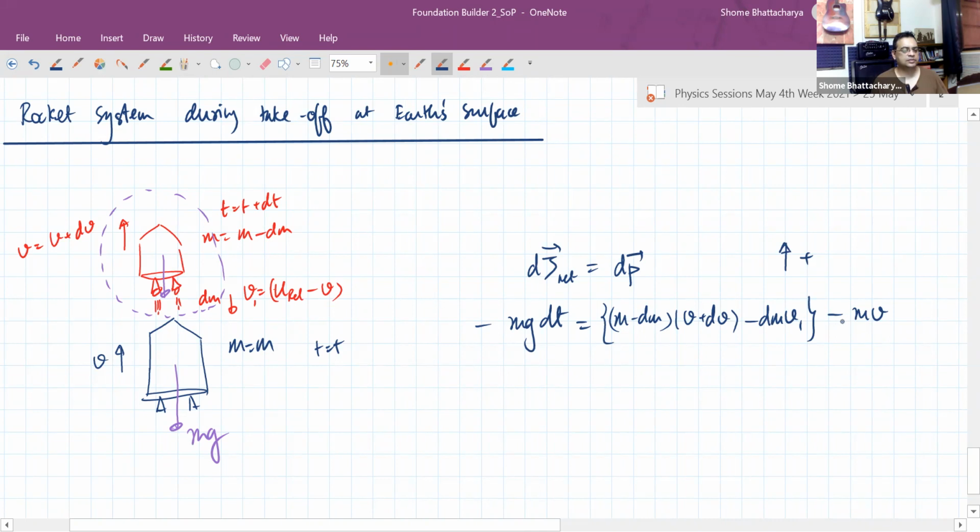So it's the same as the expression we had earlier, but this expression was equal to 0 because the rate of change of momentum was 0. But here it is equal to the impulse. So now we can see that this equation gives us this, that minus mg into dt.